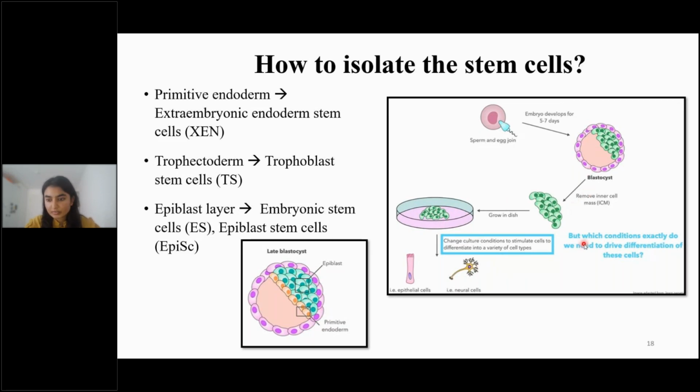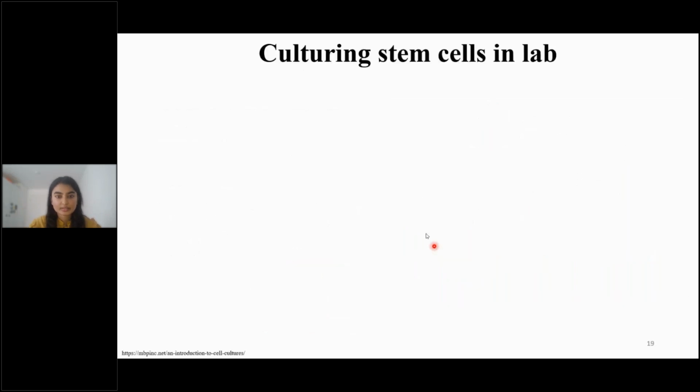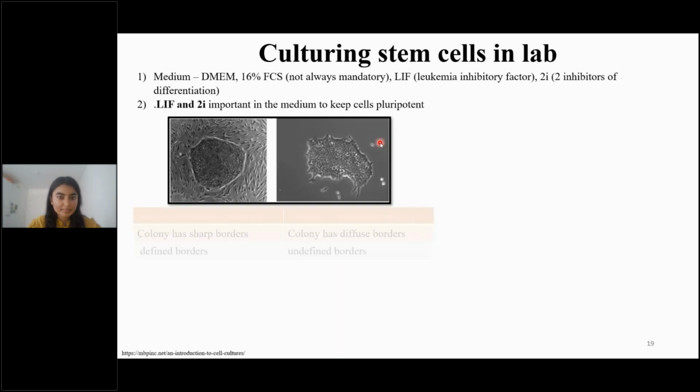So which conditions exactly do we need to drive differentiation of these cells, right? So if we take inner cell mass into a plate, now what can we change in the plate? Like what type of medium can we use so that the cells can now start differentiating? Because you need a certain environment, right? The cells need to be happy in the plate, right? So when we say we want the cell to differentiate, we need to change something in the environment of the plate so that the cell will start differentiating into epithelial and neural cells. So, the culturing of the stem cells in the lab.